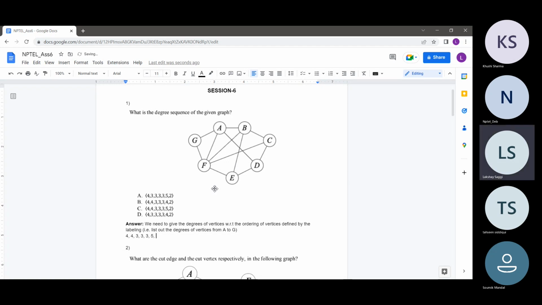So 5. And then in the end, G has only degree 2. So the answer should look something like this: 4, 4, 3, 3, 3, 5, 2.